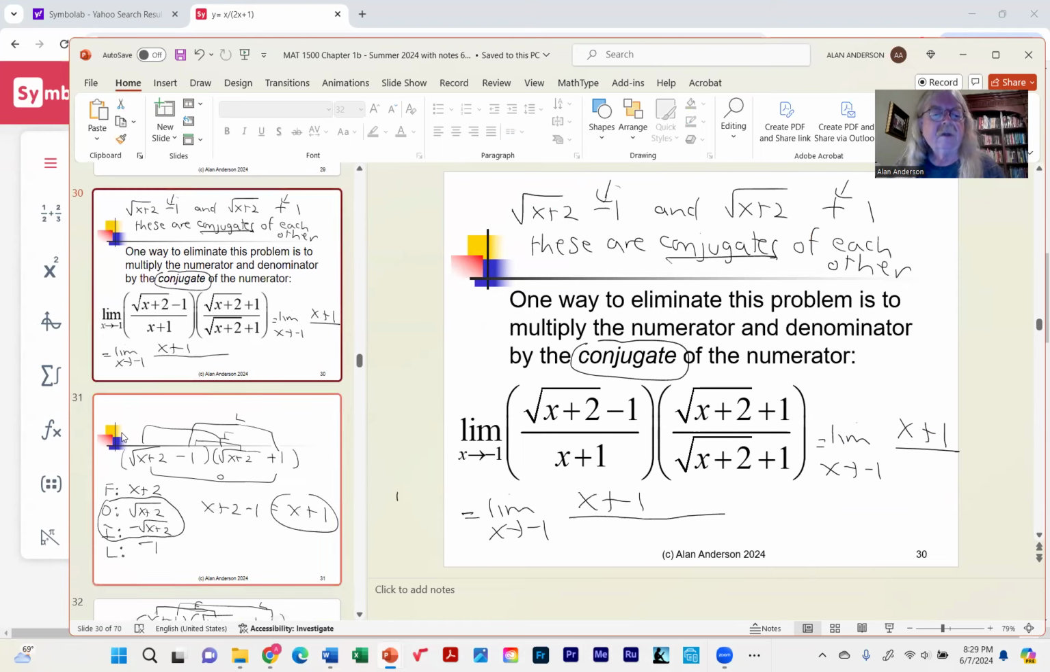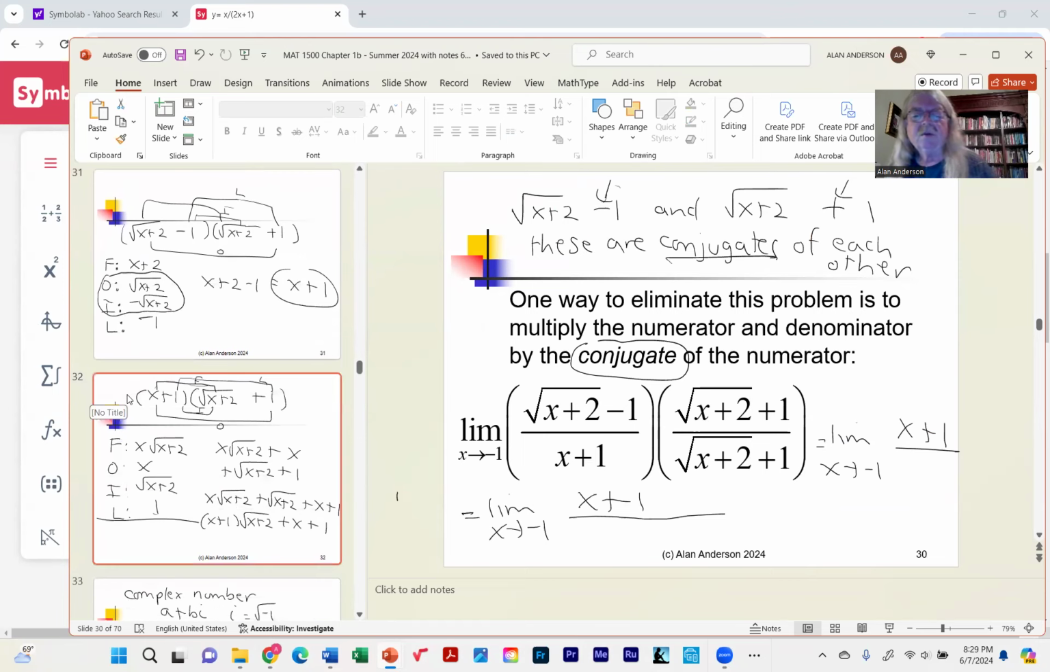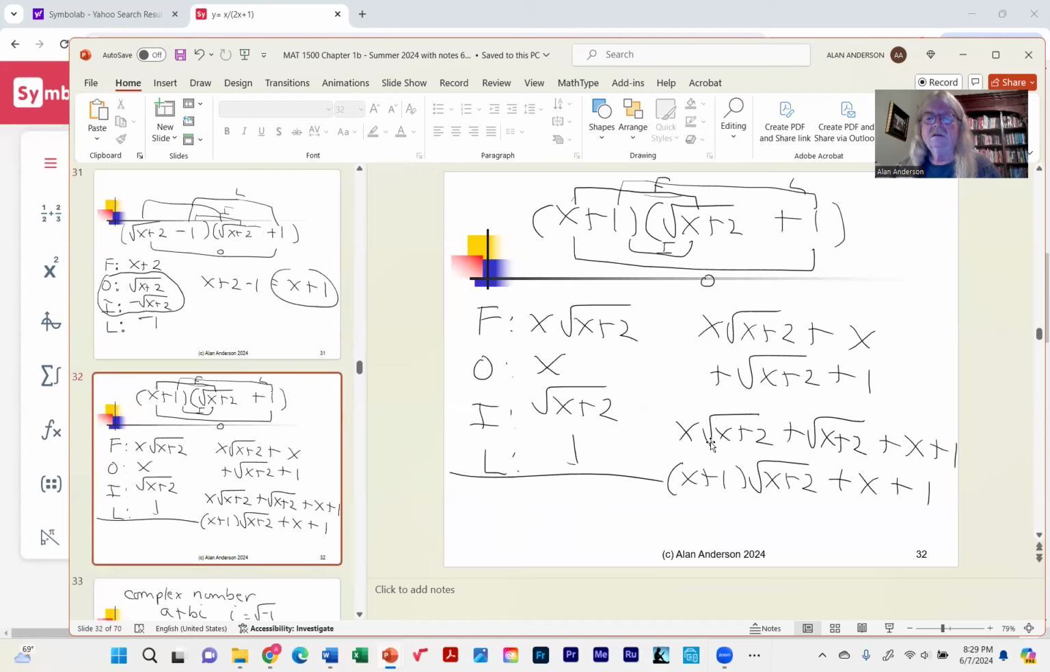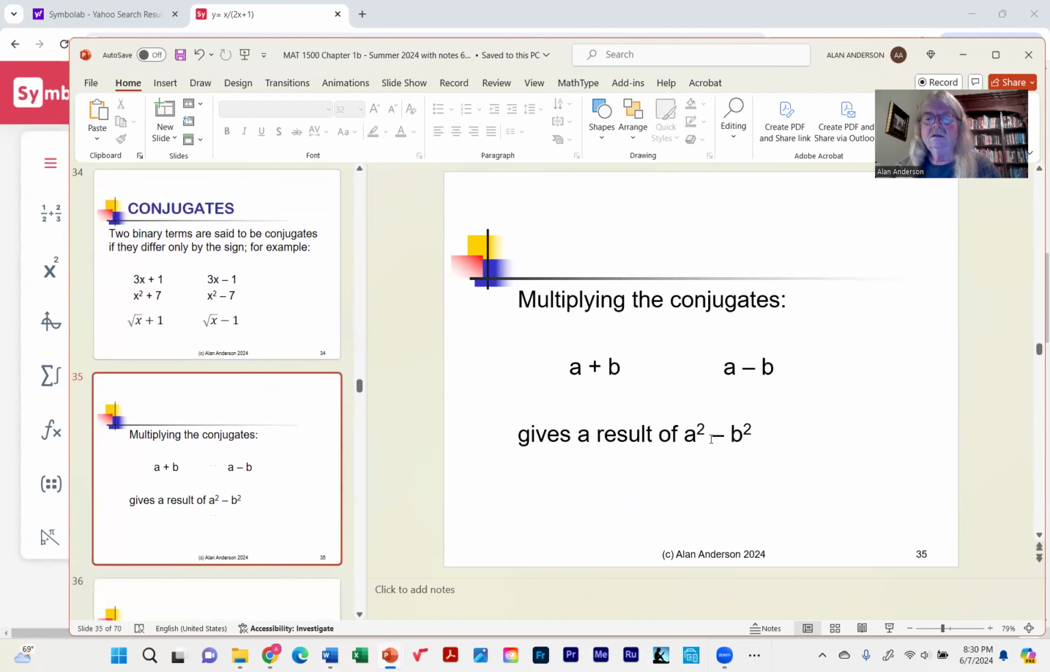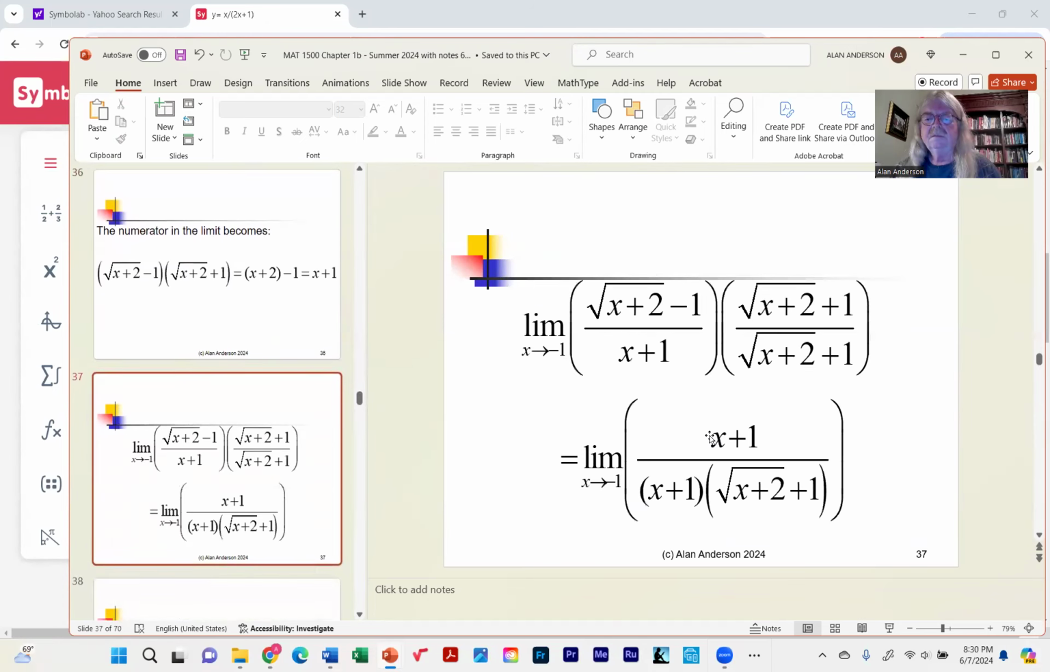Okay, so in the denominator we had x plus 1, radical x plus 2, plus x plus 1. Exactly like we have here.